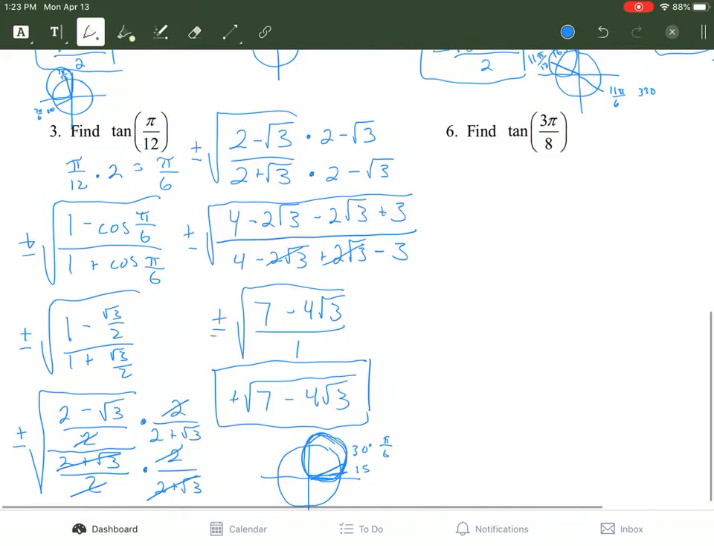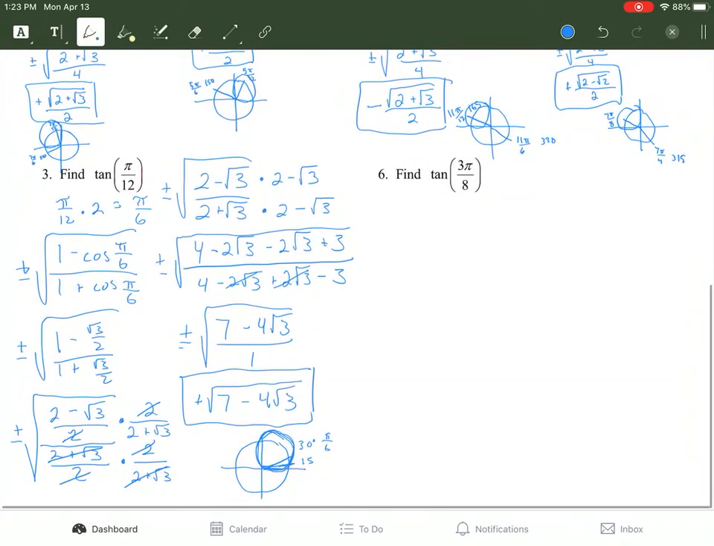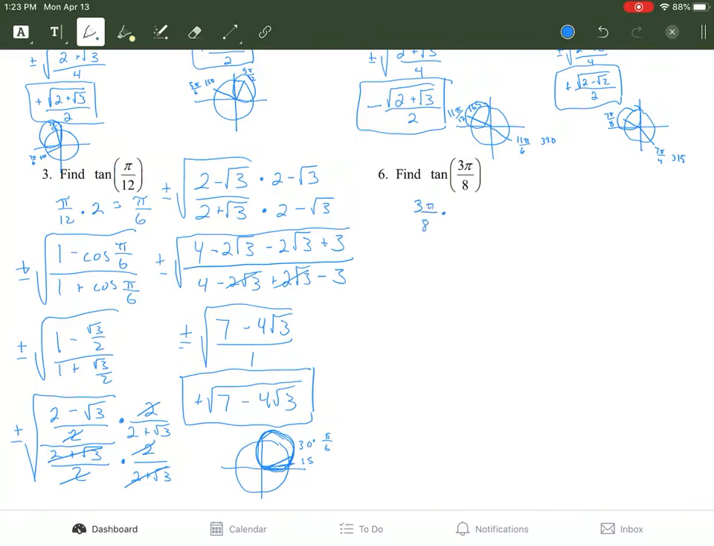All right. On to number 6. We have 3 pi over 8, which is half of something else. So we're going to do 3 pi over 8. To find out what value we're going to use in our formulas, we're going to multiply by 2, which gives us 3 pi over 4.